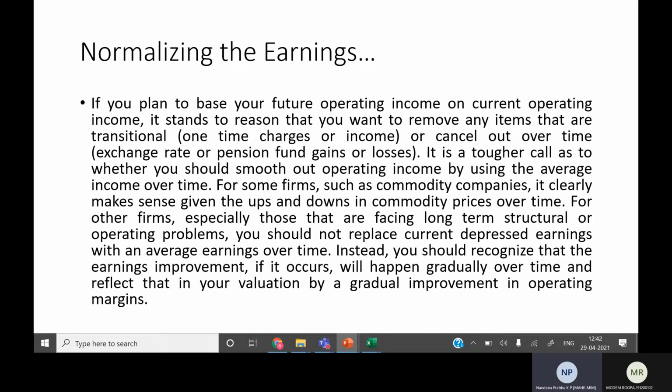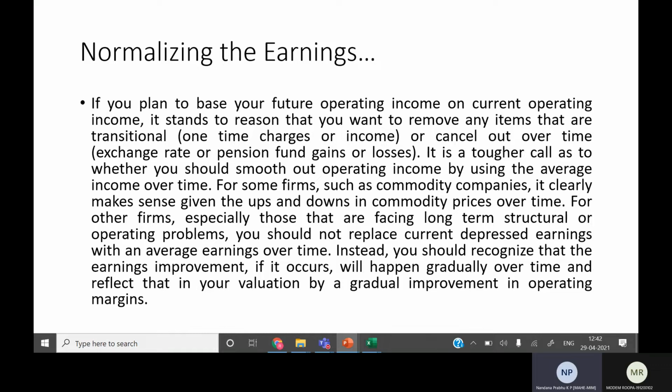Commodity prices fluctuate widely, therefore you can normalize earnings. For other firms, especially those that are facing long-term structural or operating problems, you should not replace current depressed earnings with an average earnings over time. In the years to come, there are going to be problems for your firm, for your revenues. You know it very well. Then you should not average out the earnings.